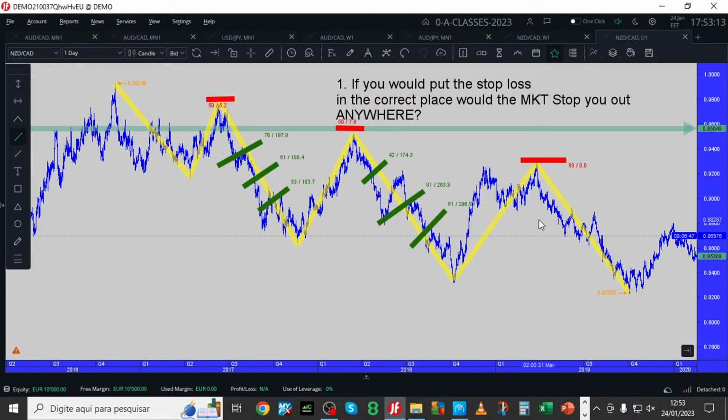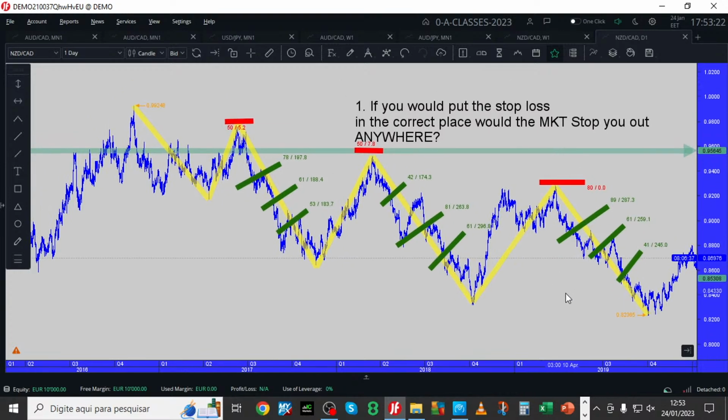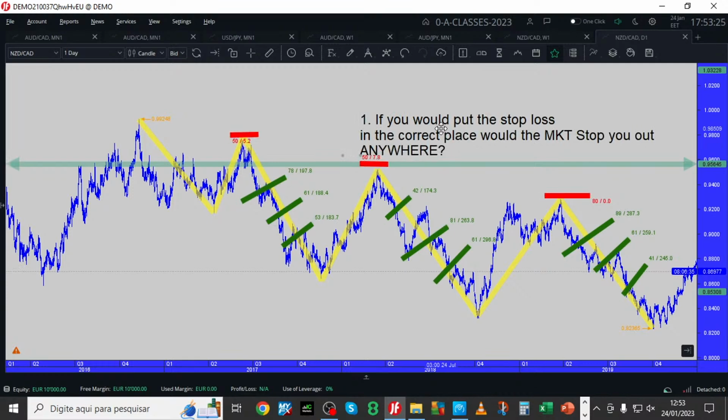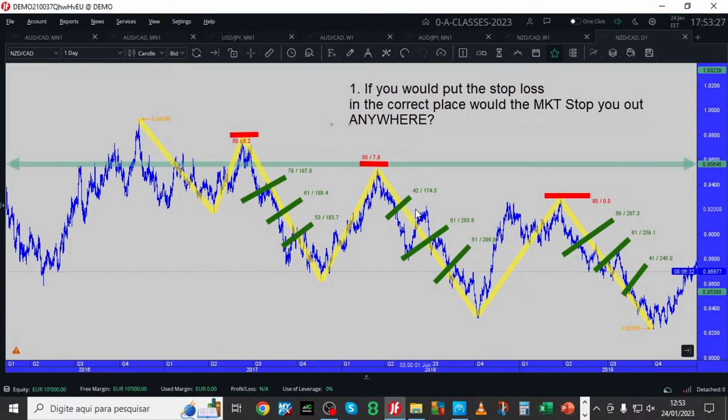If you would short the market anywhere, would the market stop you out, yes or no? And if the market would not stop you out, what does this mean? Would you make money? Would you make money, everybody, with the correct use of the stop loss every single time? And you can check this on all currency pairs. Would you make money, everybody, if you would use the stop loss in the correct way?